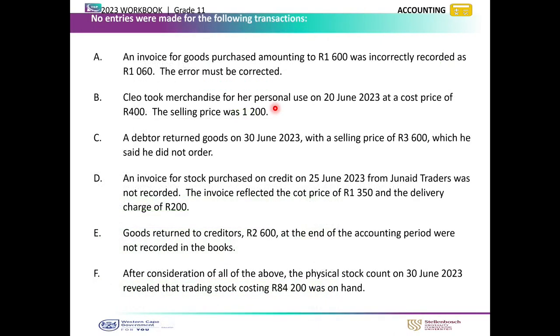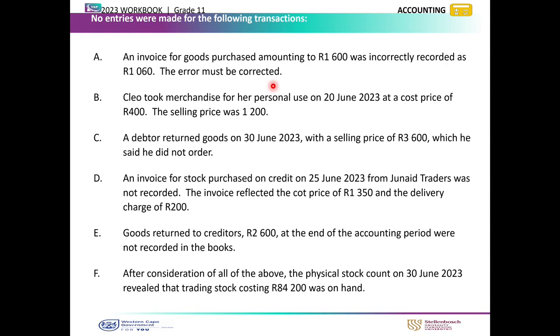The next piece of information that we have is looking at now, they say that no entries were made for the following transactions. We have certain adjustments that now have to be taken into account as well. Again, we are going to go through them one by one as well. So for A, we have an invoice for goods purchased amounting to 1,600 Rand, which was incorrectly recorded as 1060. The error must be corrected.